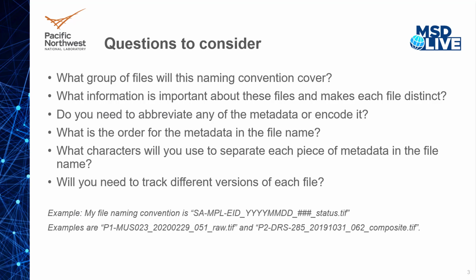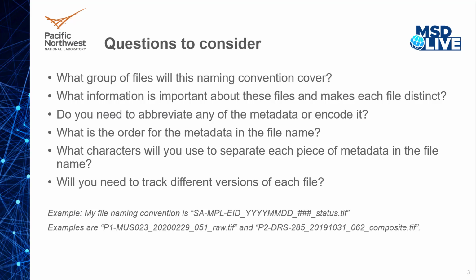Finally, consider if you will need to track different versions of each file. The easiest way to do this is by adding version information to the end of the file name. You can use version numbers, dates, or even different categories. Once you've gone through all the questions, which all address a portion of the schema you'll be creating, you bring all of your answers together in your final schema.